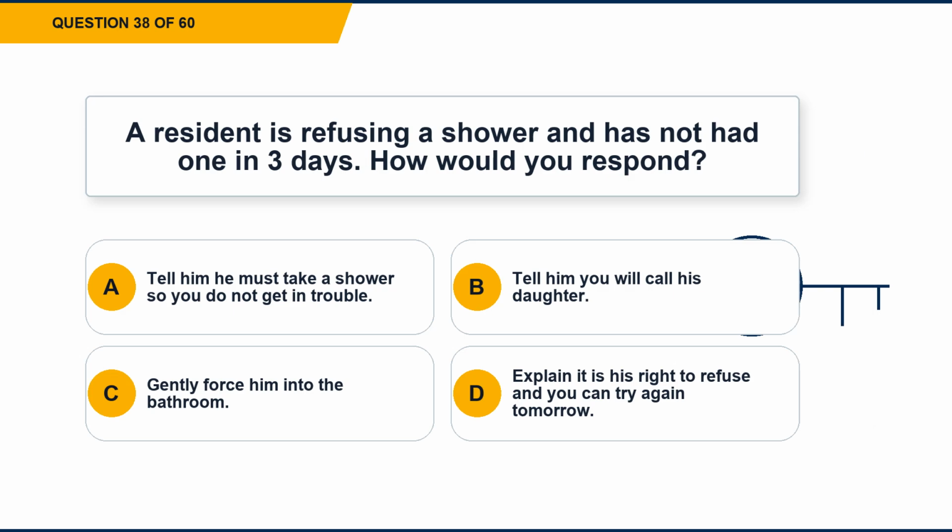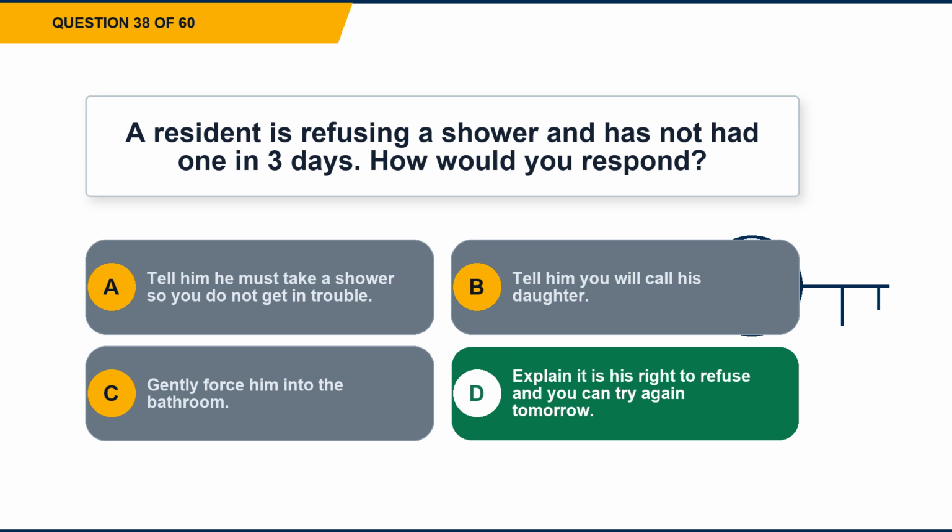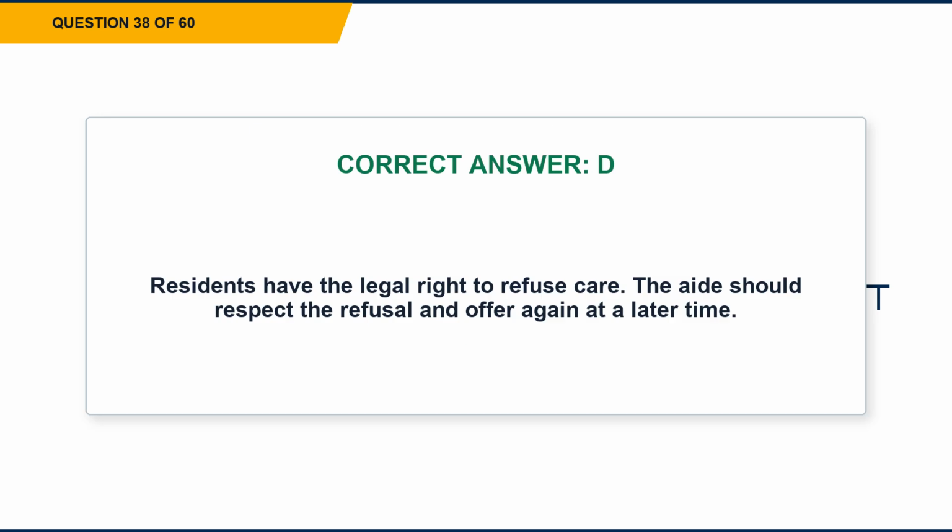Question 38. A resident is refusing a shower and has not had one in 3 days. How would you respond? Option A, tell him he must take a shower so you do not get in trouble. Option B, tell him you will call his daughter. Option C, gently force him into the bathroom. Option D, explain it is his right to refuse and you can try again tomorrow. The correct answer is option D, explain it is his right to refuse and you can try again tomorrow. Explanation: residents have the legal right to refuse care. The aide should respect the refusal and offer again at a later time.